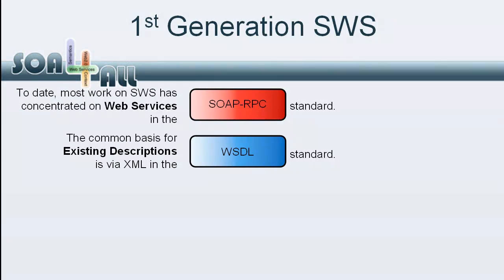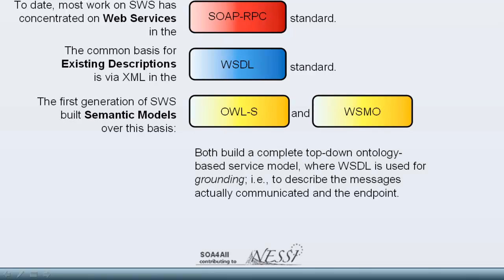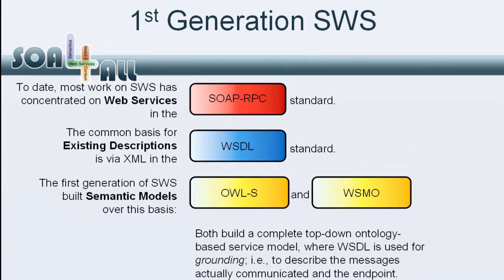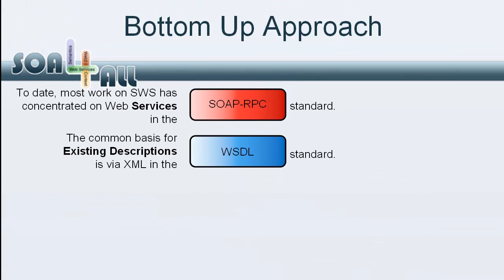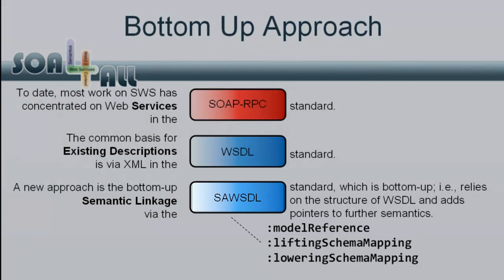Up to now, most work on semantic web services has concentrated on SOAP-RPC-like services that are usually described in WSDL. The first generation of semantic web services, such as OWL-S and WSMO, both build on a complete top-down ontology-based service model, where WSDL is used for grounding, which means it is used to describe the messages communicated and the actual endpoint. In contrast, SOA4All follows a bottom-up approach, where we use the W3C recommendation SAWSDL to semantically annotate WSDL-described services.